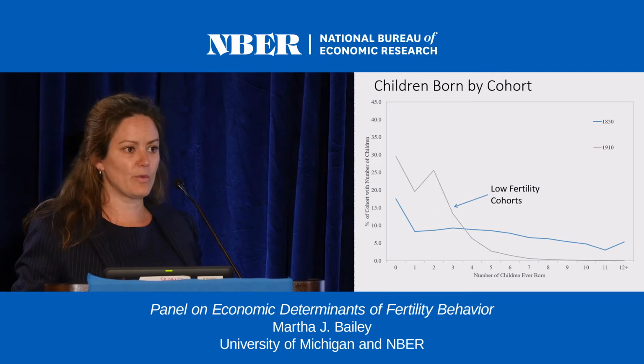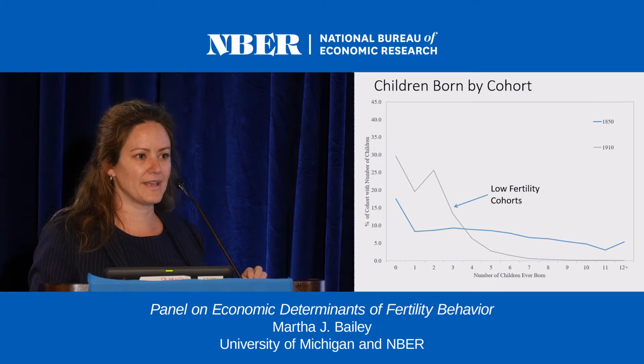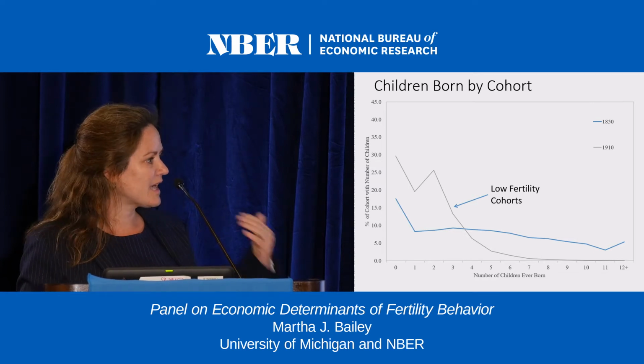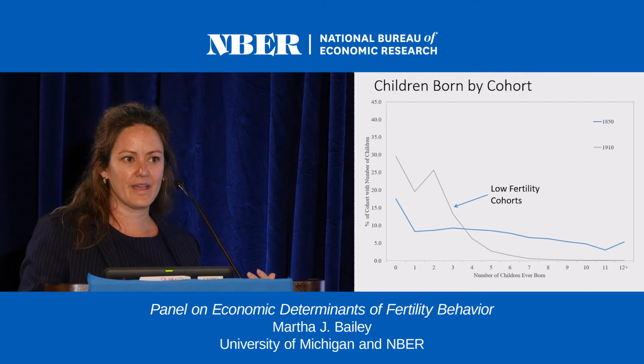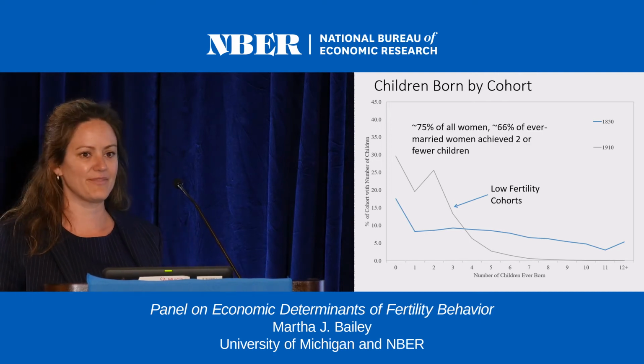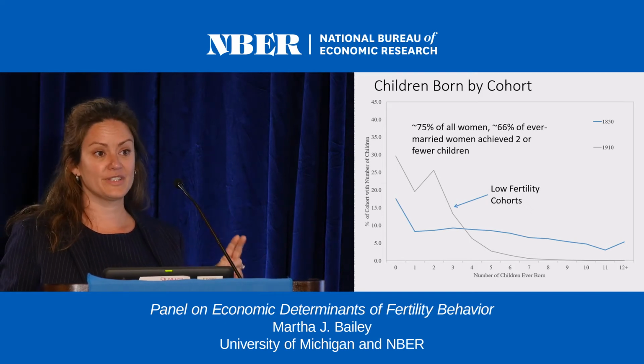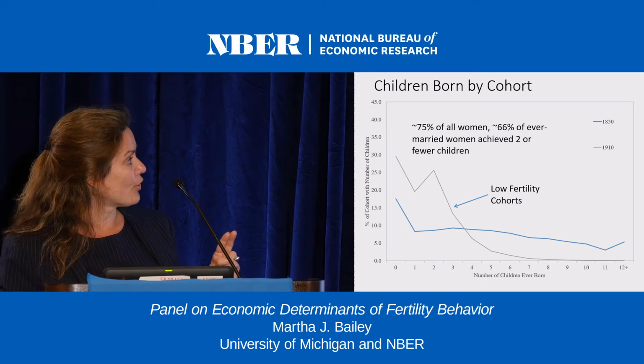And then we get to what we call the low fertility cohorts. These are women who were born in the first decade of the 20th century, coming of age right around the time of the Great Depression. Now you can see that almost 75% of these women had 2 or fewer children, and almost 2/3 of married women had 2 or fewer children.